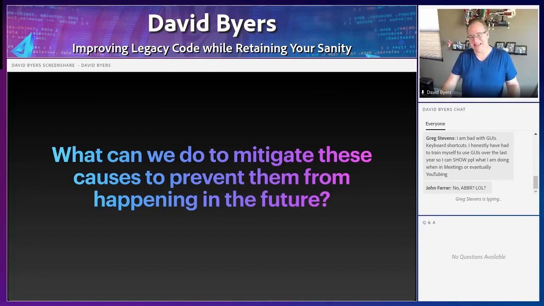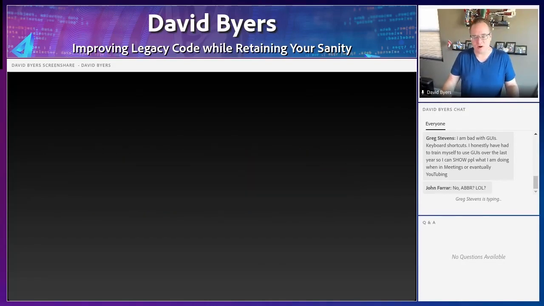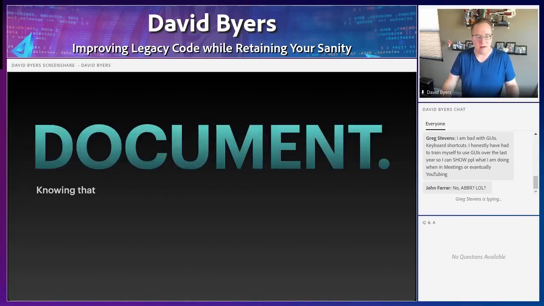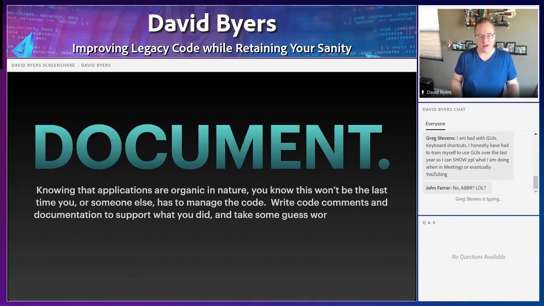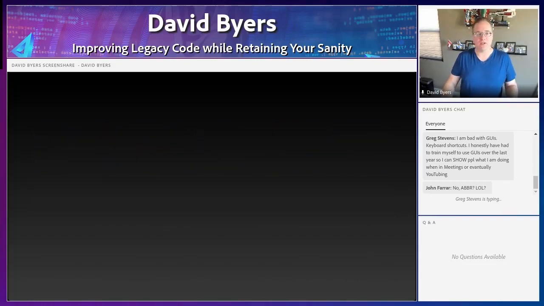So what can we do to mitigate these causes to prevent them from happening in the future? Everybody hates to hear it, but document. Knowing that applications are organic in nature, you know that this isn't going to be the last time that you or someone else has to manage that code. Write code comments and documentation to support what you did, and take some of the guesswork out of future development efforts. Future you is going to love you for it.